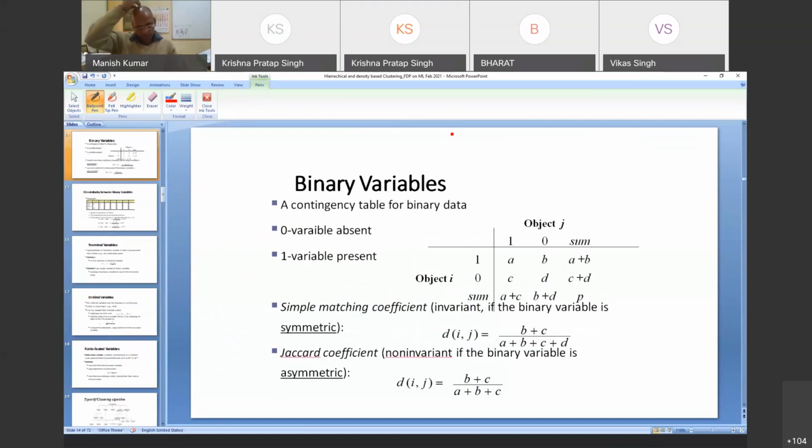This is very important, because normally in data we have a large number of binary variables present. So how do we make use of those binary variables for calculating the distance between two objects? So you can see what we are trying to do.